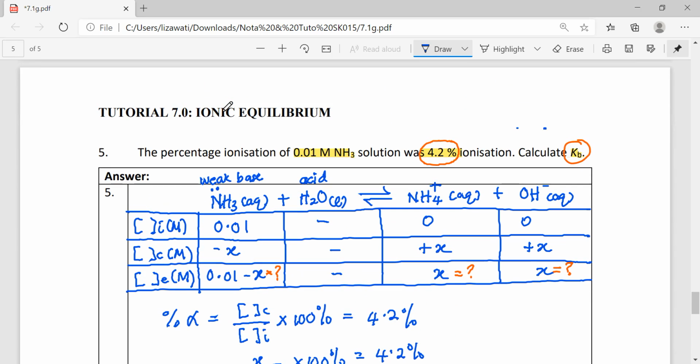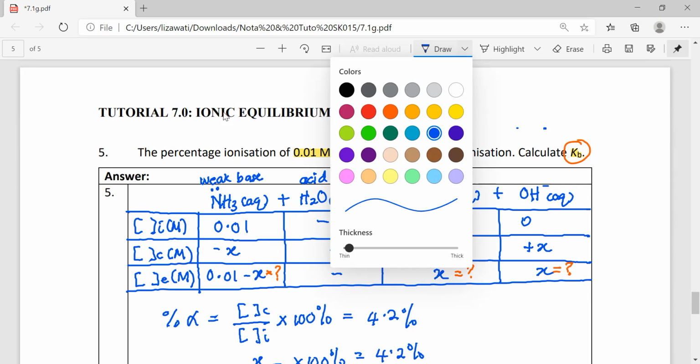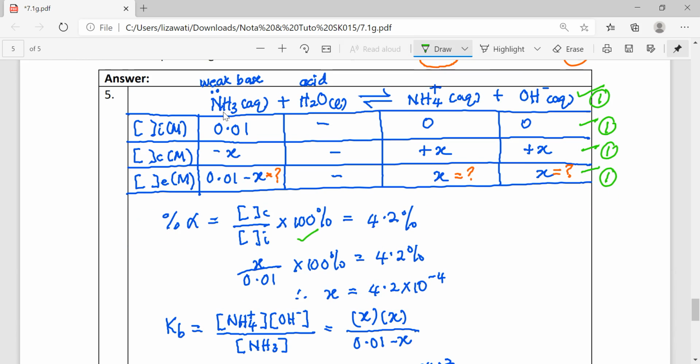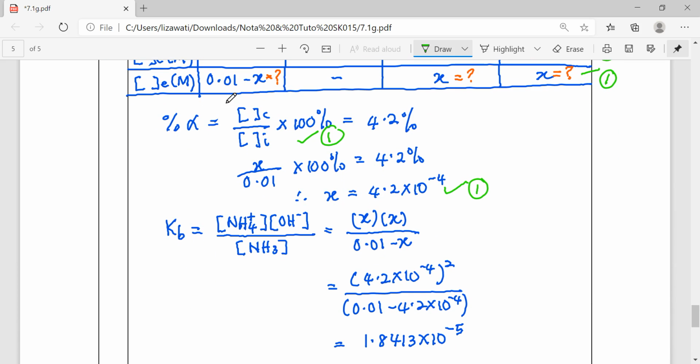Now how many marks are you going to get from this calculation? First is the equation and ICE table, you will get 3 marks. Next, formula, value of x. And then Kb expression, substitution, and Kb final answer.